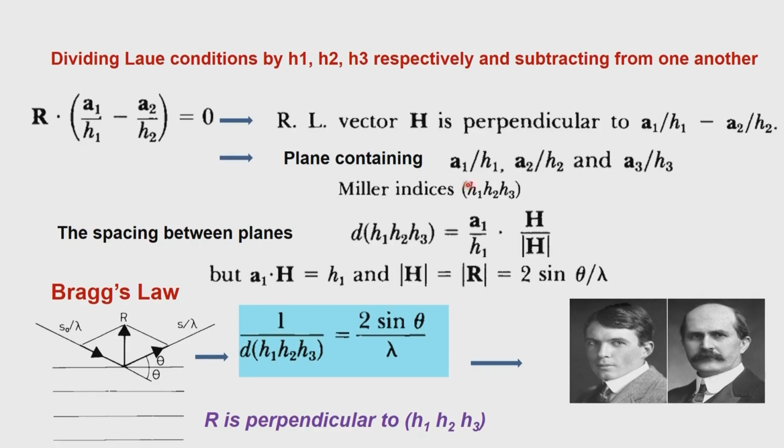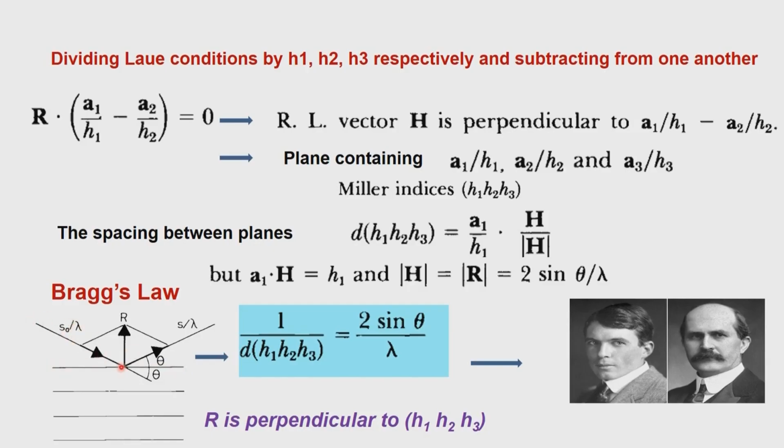The fact that R is perpendicular to A1 by H1, A2 by H2, A3 by H3 essentially tells us that if you have the S naught by lambda coming in here, you remember the picture we drew, we have just reorganized that picture. I have rotated the picture such that I now represent a plane, and that plane is in terms of H1, H2, H3. So, this particular plane is characterized by the Miller indices H1, H2, H3 or HKL. So, this is a plane HKL.